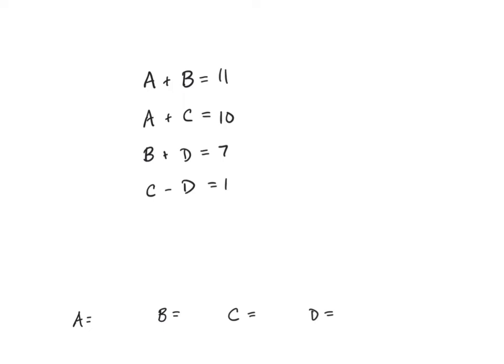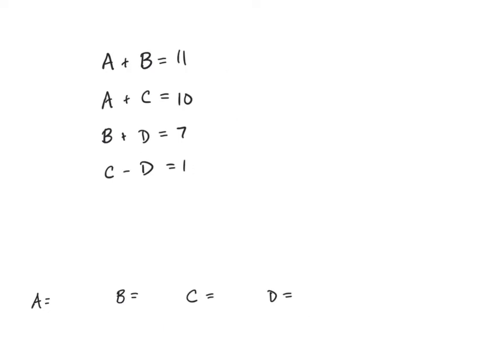Here's an explanation for Hailey's algebra problem. The first thing that I did is I tried to solve each expression for one variable. So on the first one, if you take b away from both sides, you have a equals 11 minus b. I'm going to solve the second one also for a. If we take c away from both sides, we have 10 minus c.